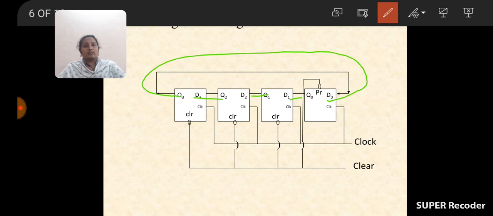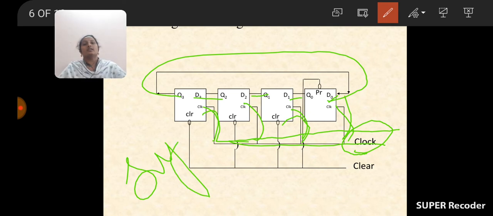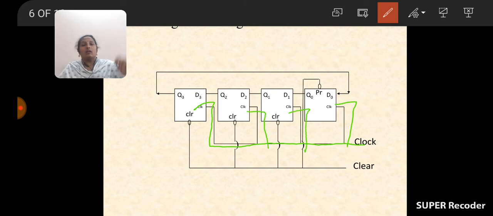And while coming to the second point, see here the clock pulse is applied externally to all the flip-flops at the same time. That's why this counter is a synchronous ring counter. So which type of ring counter is it? Synchronous. Why? Because the clock pulse is applied to all the flip-flops simultaneously. See here, the clock pulse must be applied externally to all the flip-flops at the same time.